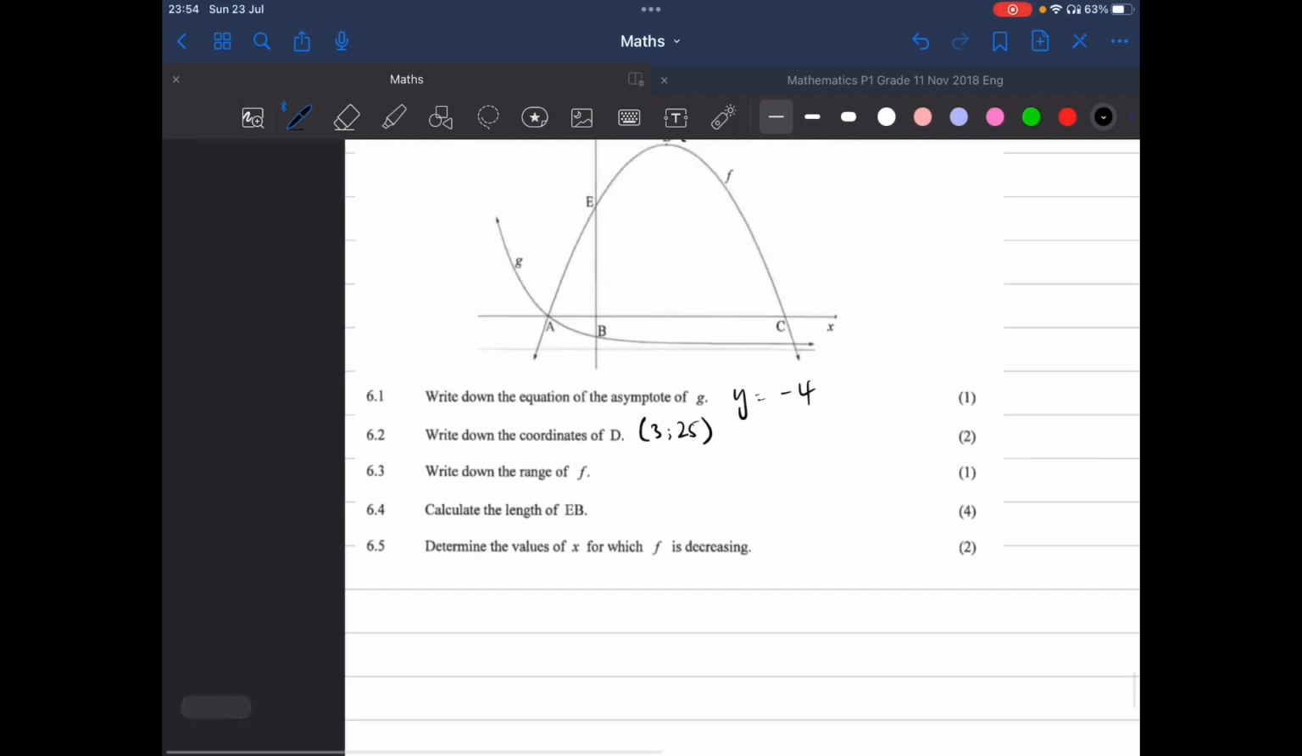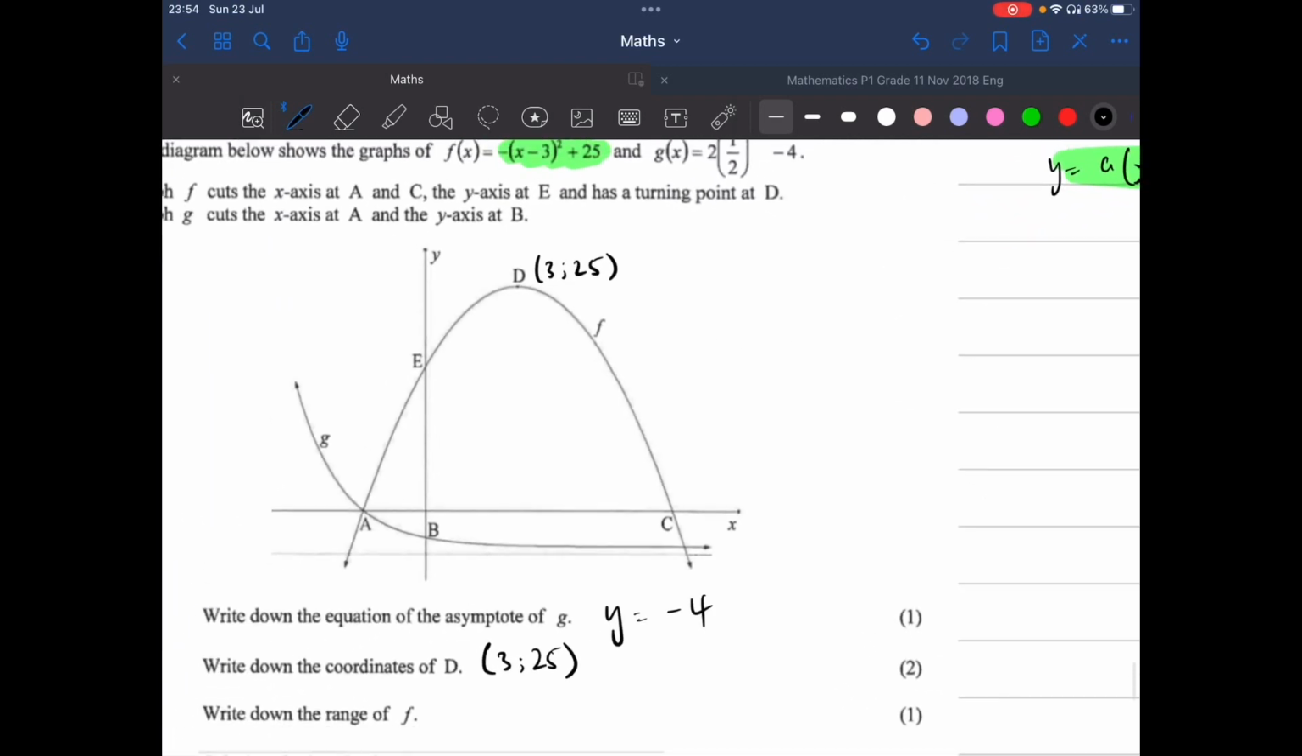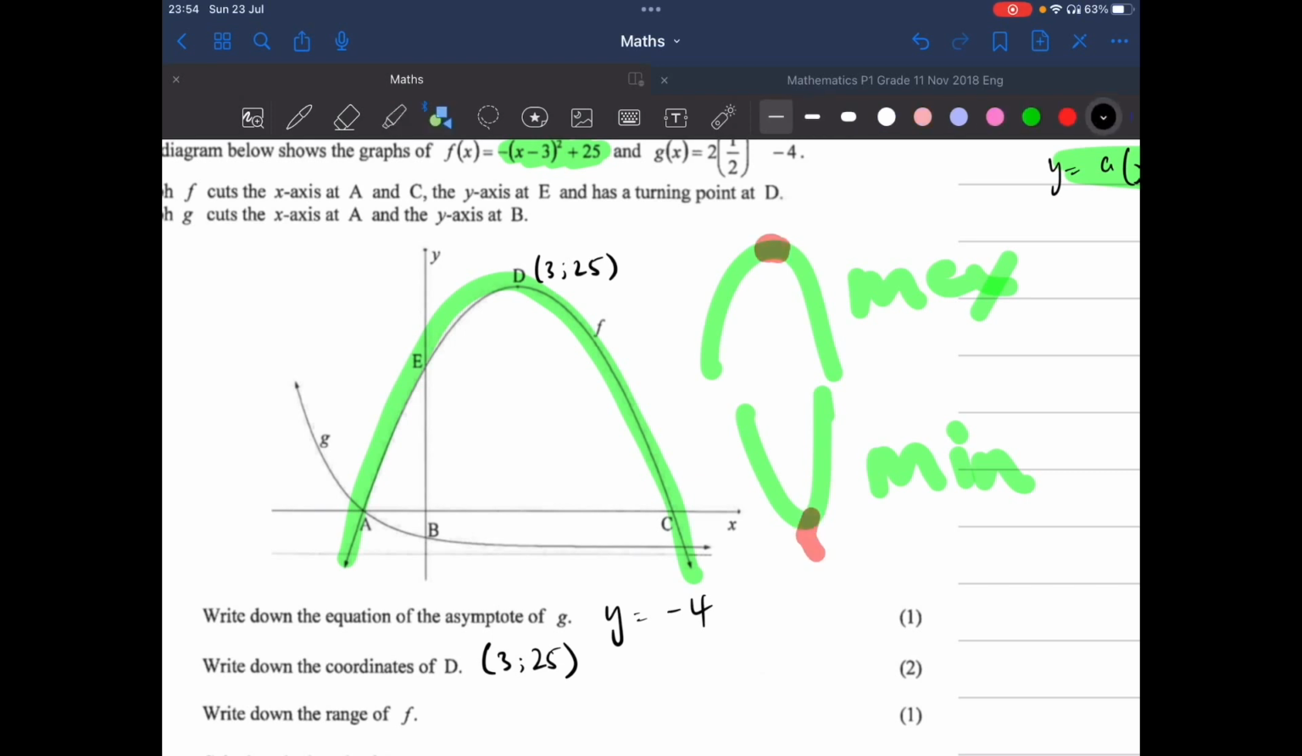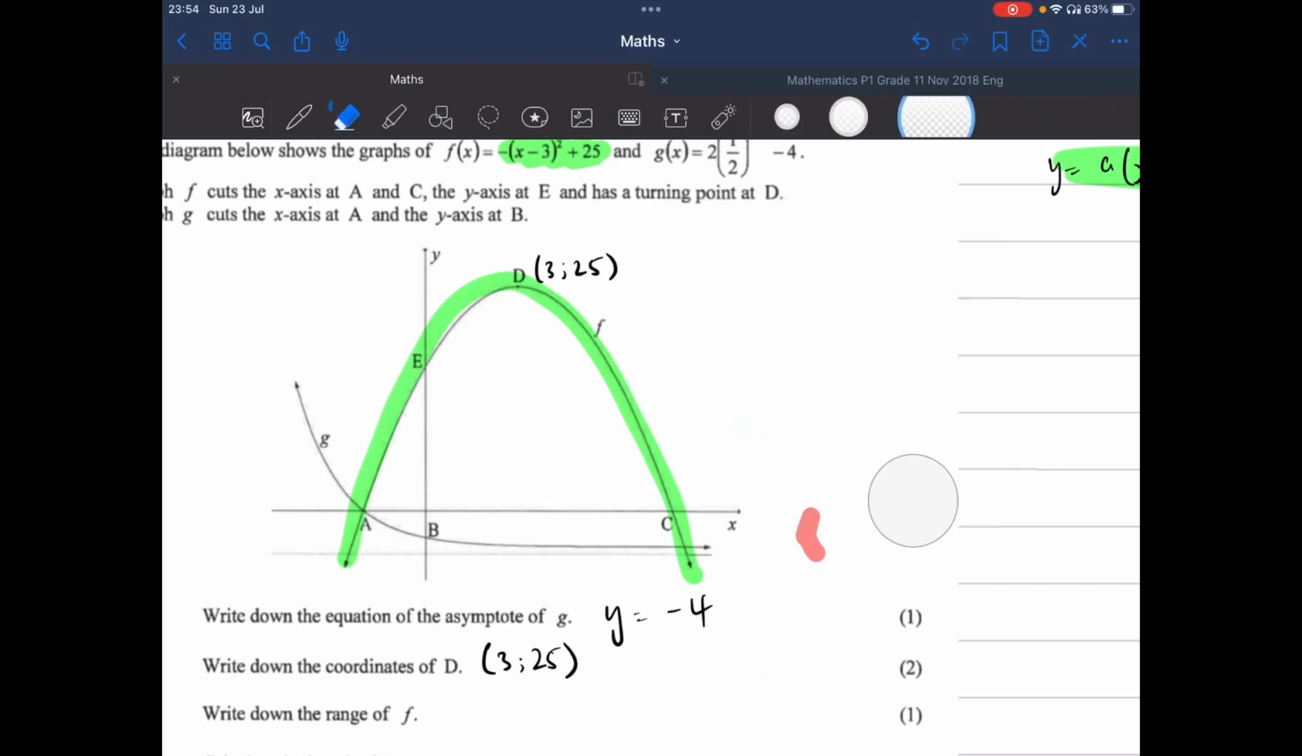Write down the range of f. Okay, what is a range? Range is our y values. So if you look at f, it has a maximum point, right? Concave down parabolas have maximum points, whereas concave up parabolas have minimum points. Okay, there's our max, there's our min, and it's the turning point of the graph.